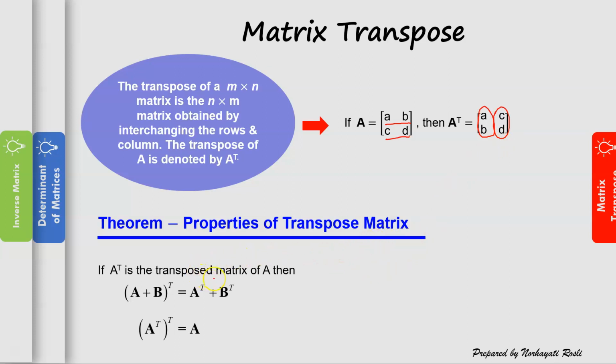If A^T is the transpose of matrix A, then if you add two matrices and take the transpose, it is equal to transposing the matrices separately, that is A^T plus B^T. If you take a matrix transpose and then transpose it back, you will get back the original matrix.